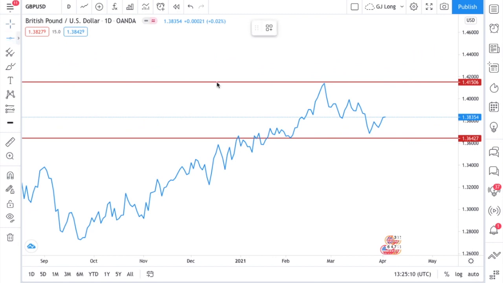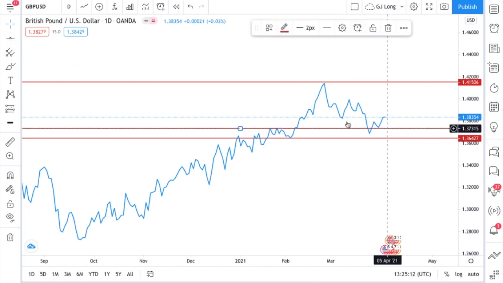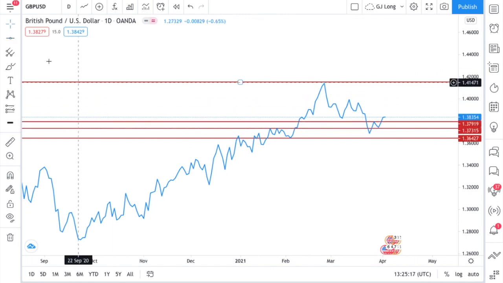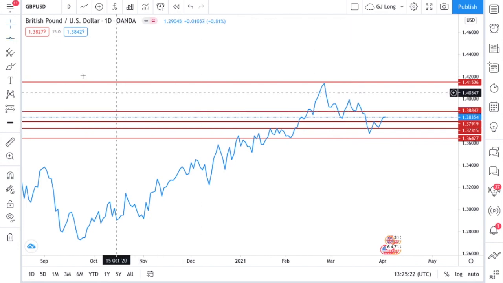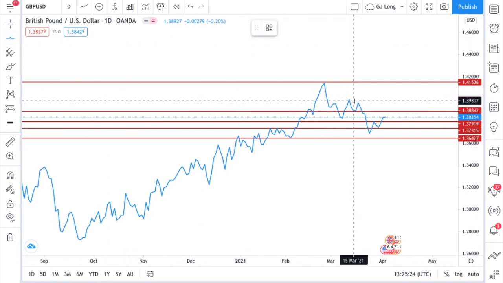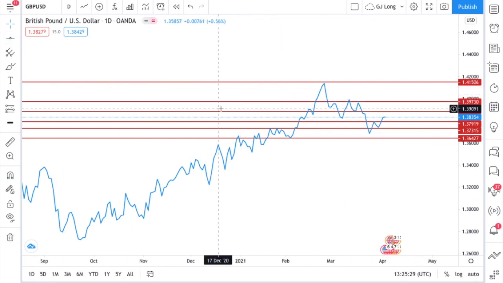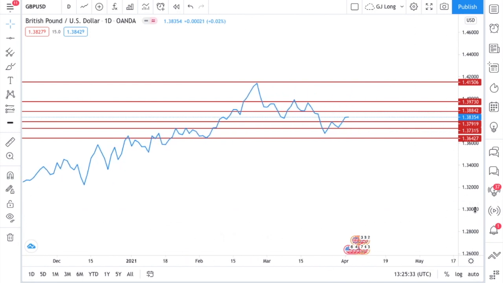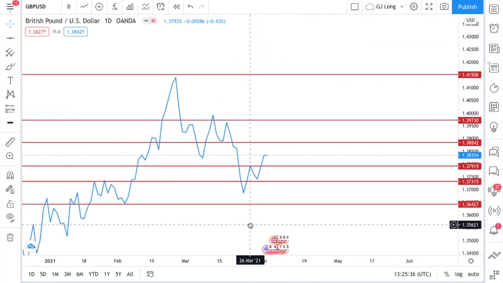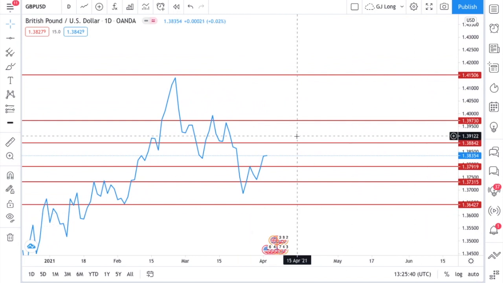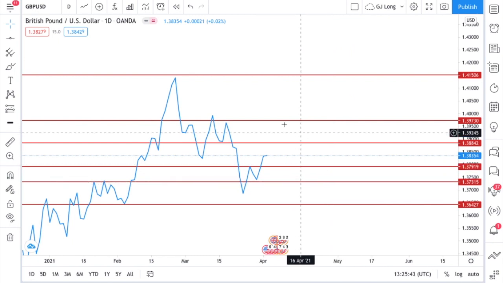Then we're going to mark our next support and resistance line, then the next one, and the next one, and the next one. So what you're trying to establish here is your support and resistance levels to see where price is at. When price is closer to support, it's likely to go up. When it's close to resistance, it's likely to go down to support.